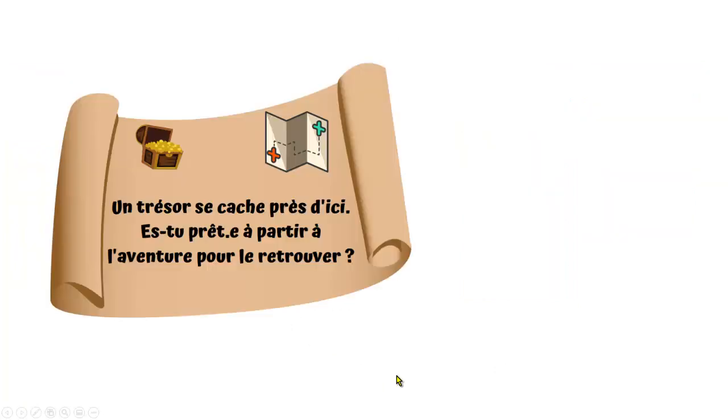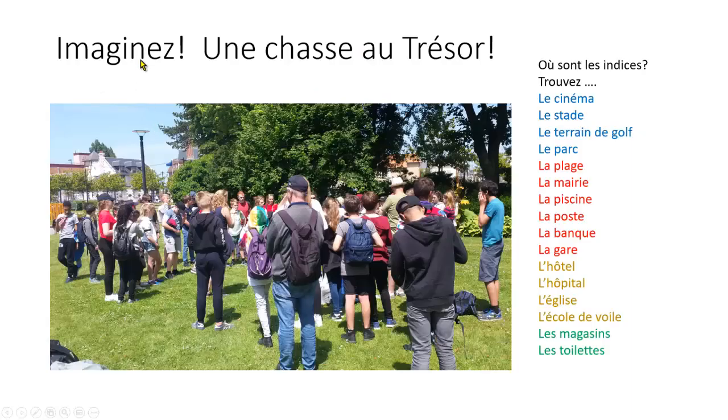So having played all your games, then you could perhaps introduce, here's the situation. We're imagining that we're in Cabourg, and we're going to do a treasure hunt. There's a treasure near here. Are you ready to go and find it? You've got to go and find the various indices, clues. But first of all, let's just talk about where these clues are likely to be. And then you're going to say find le cinéma, le stade, le terrain de golf.